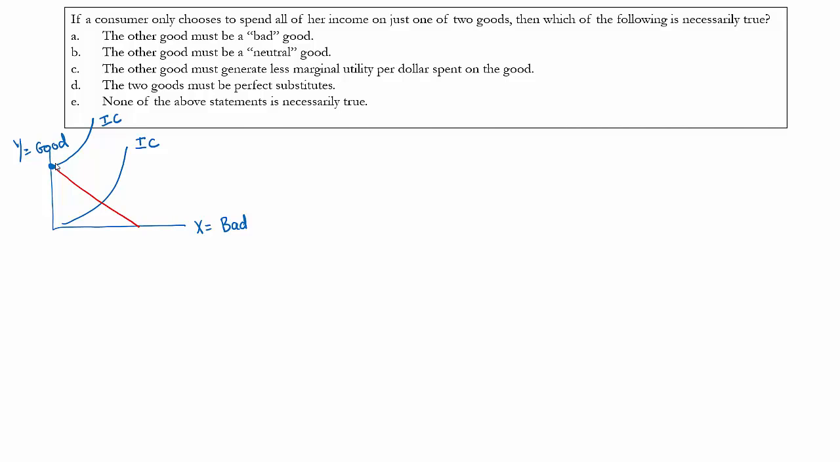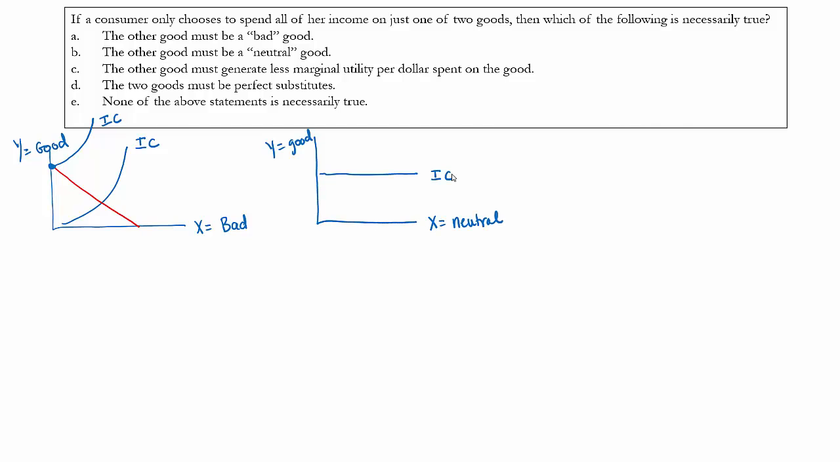However, this doesn't have to be the case. It's a true statement that if one of the goods is a bad good and the other is a good good, the consumer will only buy one good, but the reverse statement is not necessarily true. If we have a corner solution, there might be another reason. For example, the other good might be a neutral good.